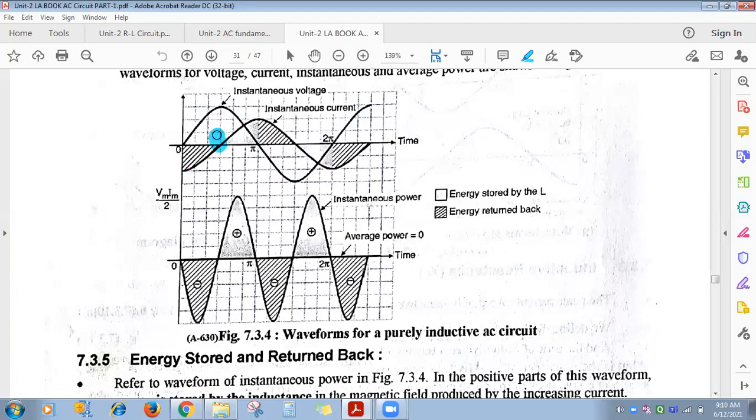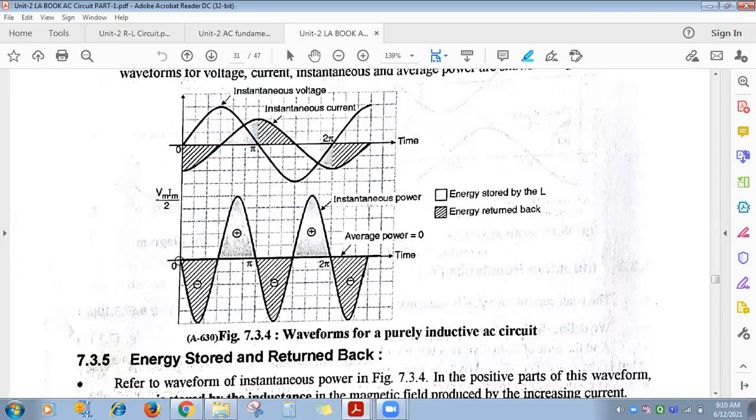All of you can see the phase difference between the first positive peaks of both waveforms is also 90 degrees. At 90 degrees the voltage peak will occur, and at 180 degrees the current's first positive peak will occur. So this is the voltage and current waveform.